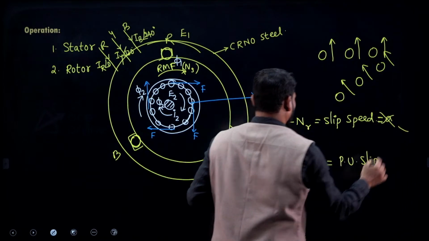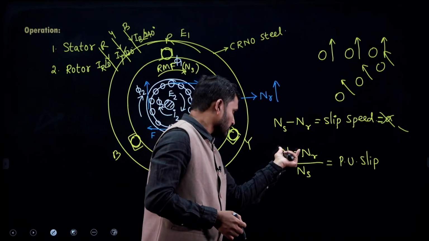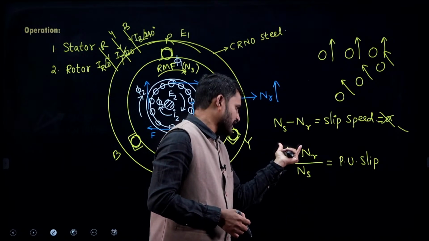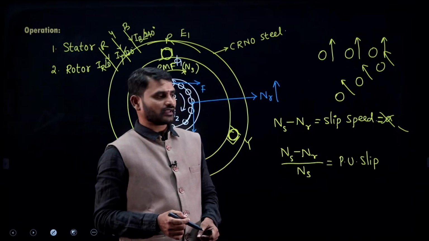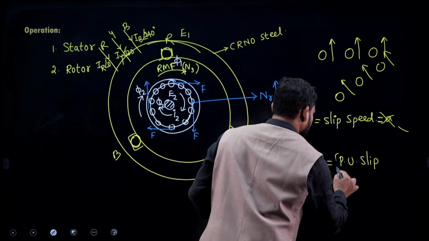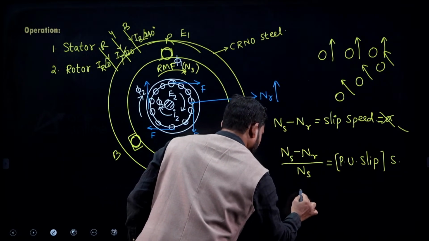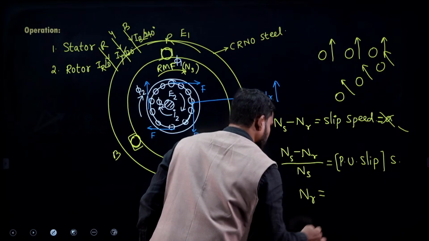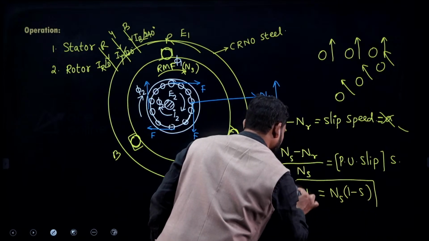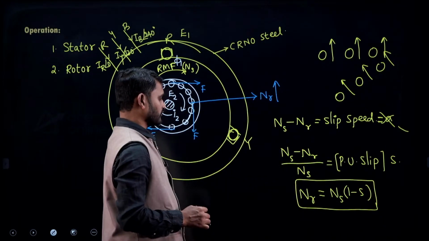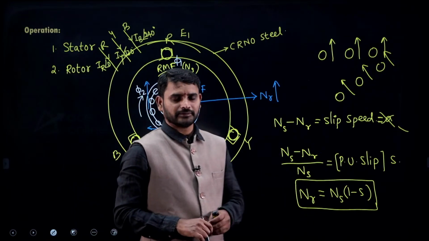Slip speed or relative speed you can also call it. So relative speed with respect to the actual value by base value, that's the reason I am calling it a per unit value. So per unit slip, remember this. We represent this with S. If you solve this, the rotor speed can be written as Nr equals Ns times (1 minus S). This is a very, very important formula. And of course the slip speed, and this one also. This is one important formula.